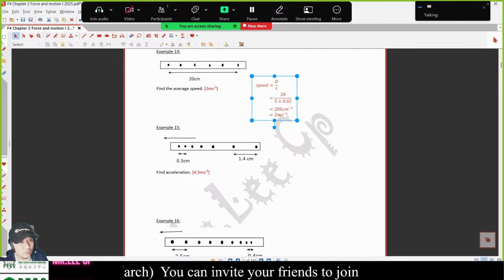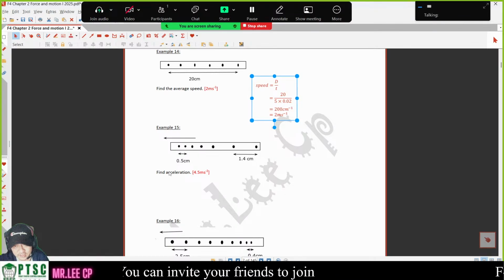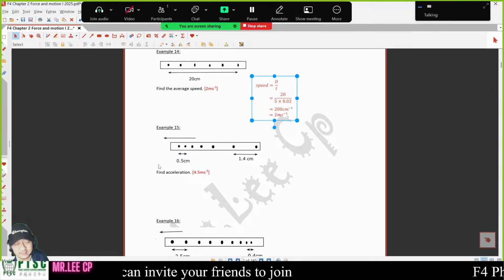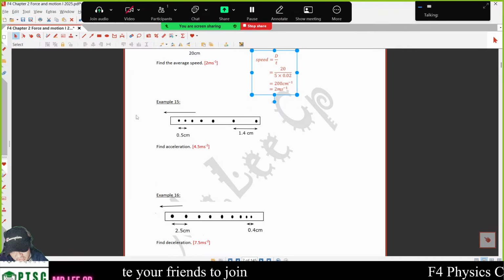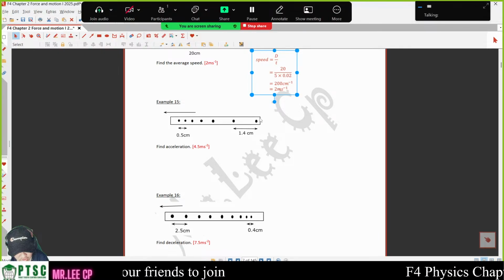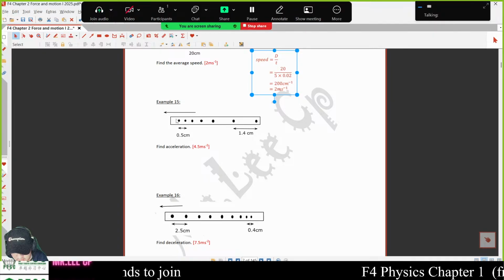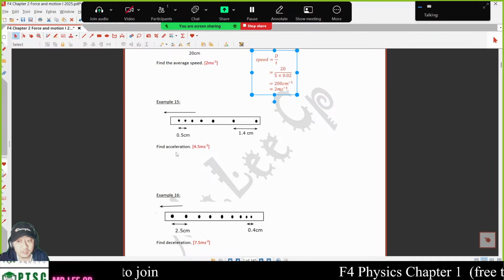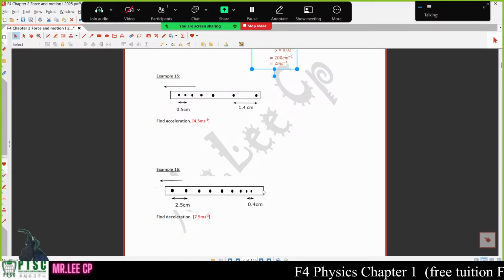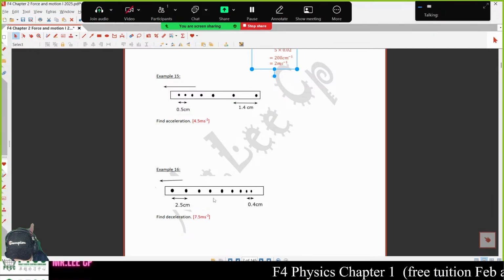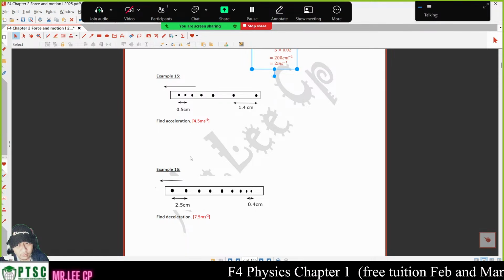Now we come to something more complicated, called acceleration. How to calculate the acceleration? The motion of the trolley is like this. This one is slow, this one is fast, so you know this one is accelerating. How about this one? This one is fast, this one is slow, so this one is deceleration. Of course you know, that's what I told you.